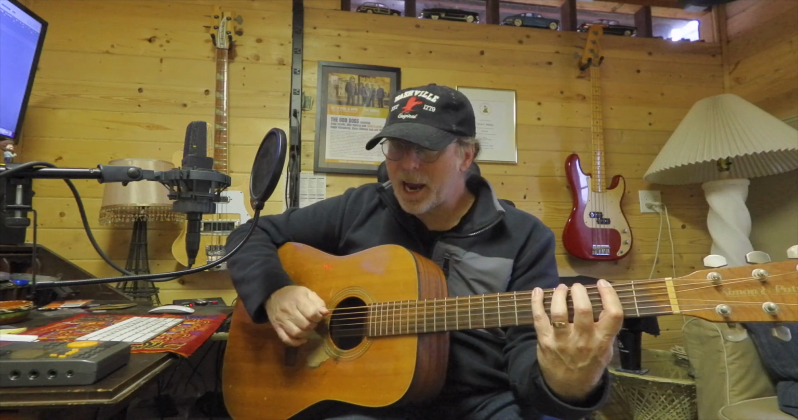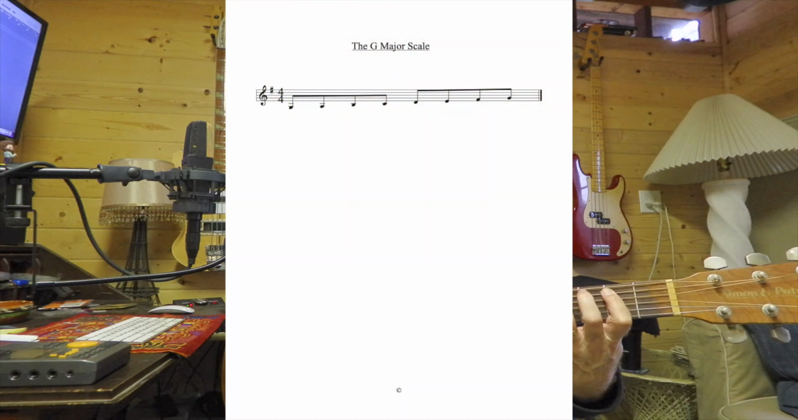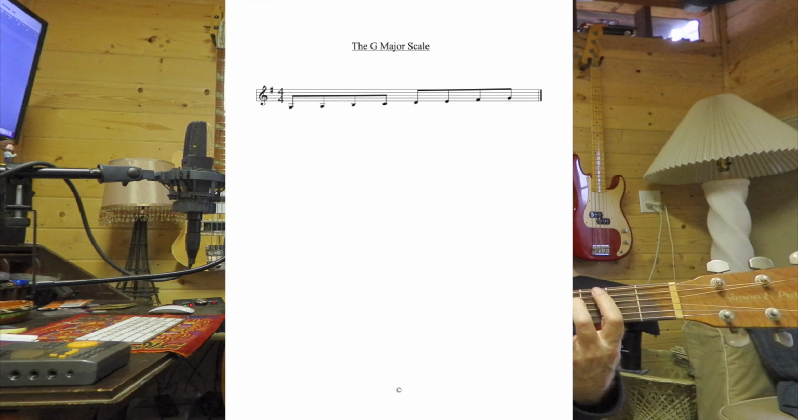So I'm starting on my low G, and that obviously is the last letter of the alphabet, so my next letter will be A. So G, A, B, C, D, E, F sharp, and G. So that high G is the octave of the lower G. It's a higher pitch. That's what I mean when I say octave. So again, the scale being G, A, B, C, D, E, F sharp, G. All right, that's my G major scale.